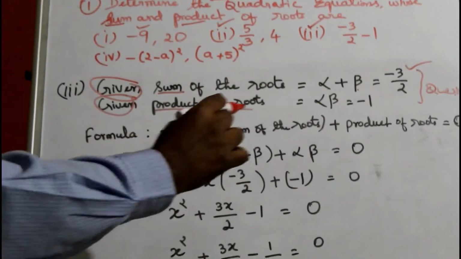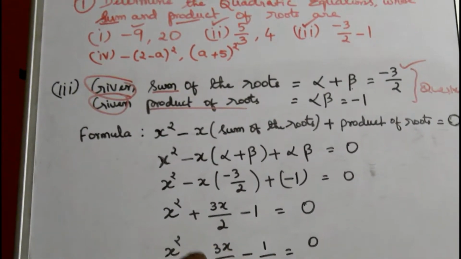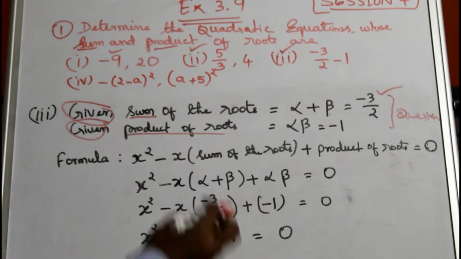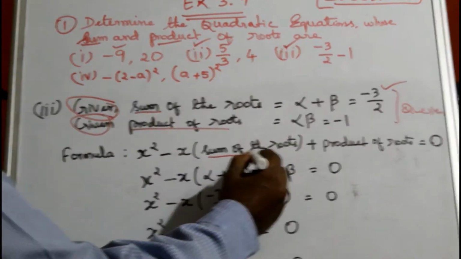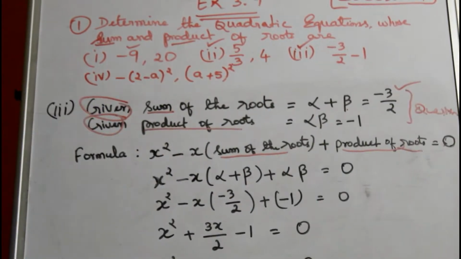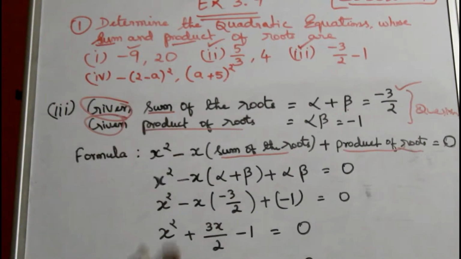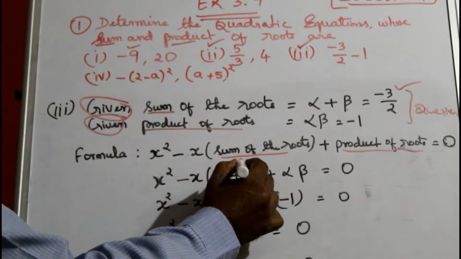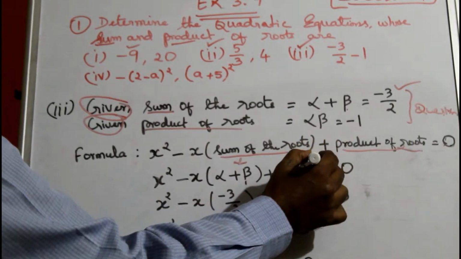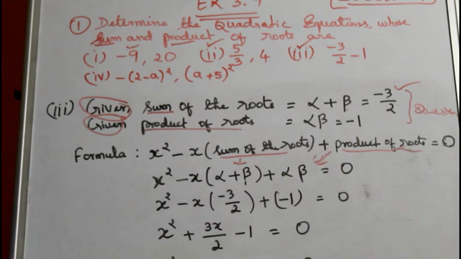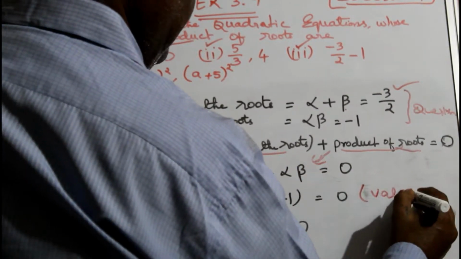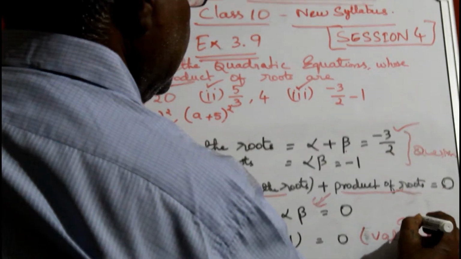I said to write the formula correctly. Even if you make a mistake, sometimes if the formula is correct they give some marks. But don't make mistakes. Anyhow, x square minus x into sum of the roots plus product of the roots equal to 0 is the formula. Write the x square as it is, minus x. I said sum of the roots is called alpha plus beta and product of the roots is called alpha beta. Okay, and next step, I said you must substitute the given question values.